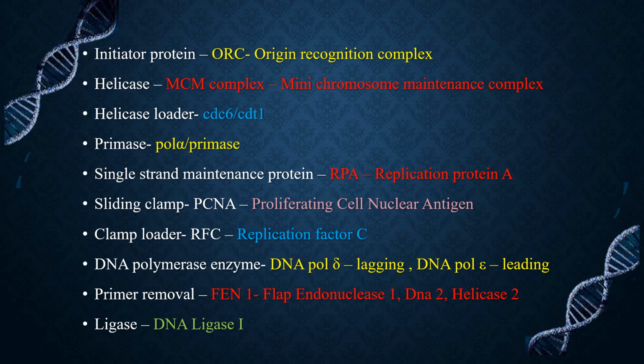DNA polymerase enzymes are DNA Pol delta for the lagging strand and DNA Pol epsilon for the leading strand. Then for primer removal, FEN1, that is flap endonuclease 1, then DNA2, then helicase. And the ligase is DNA ligase 1. So these are the proteins involved in DNA replication in eukaryotes.